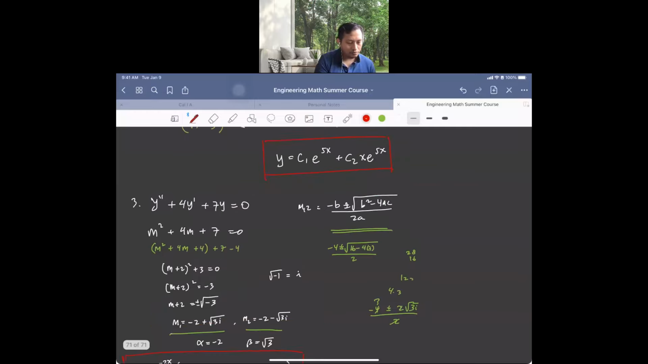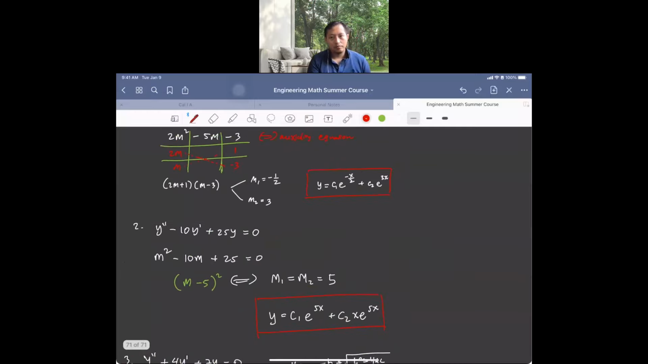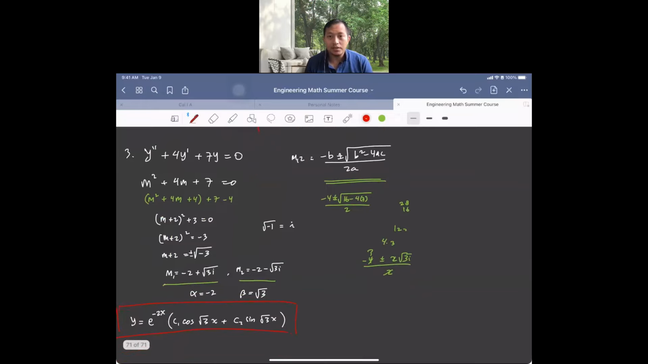And notice that we still have c1 and c2. So to find the constants, at least we need two initial values, right? The other part of the problem has the initial values, and then you can solve for the constants.